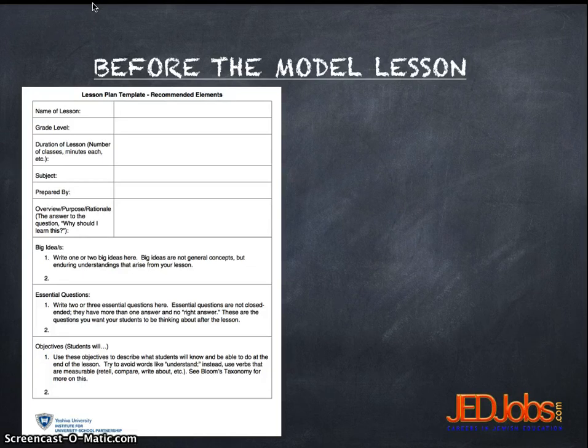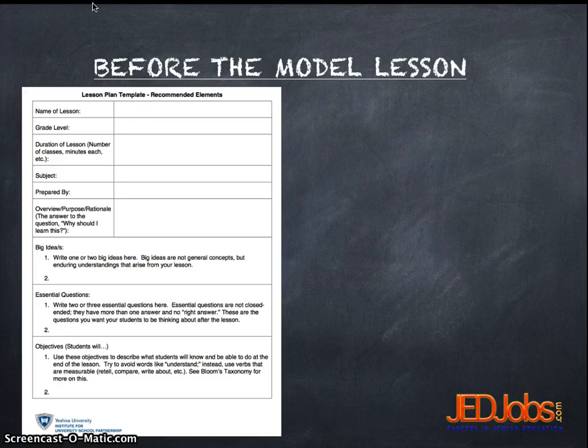The next 2 sections, the big ideas and the essential questions, are really helpful for those who have some training in backwards design. If you don't have training in that, then this might be a difficult section for you, and I would actually recommend avoiding it. If you do have training in it, spend some time coming up with some big ideas and essential questions because they're really important to the lesson.